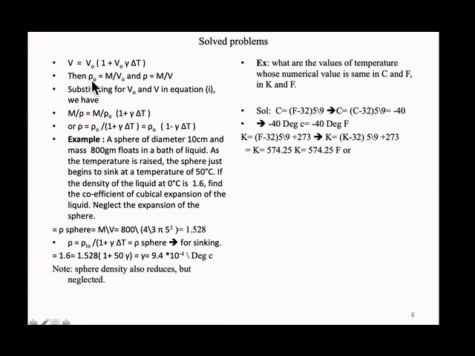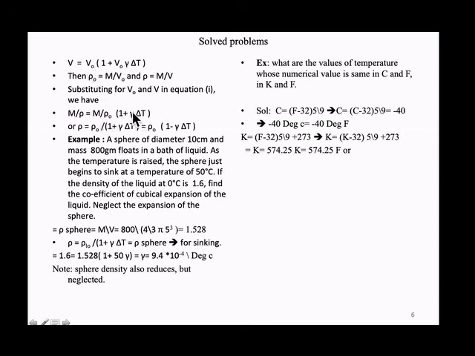Suppose then rho 0 becomes M by V0. What is rho? M by V. So V is equal to M by rho, and V0 is equal to M by rho 0, into 1 plus gamma d theta. When I substitute here, V0 will not be there because V0 has come outside. So M by rho is M by rho 0 into 1 plus gamma dt.